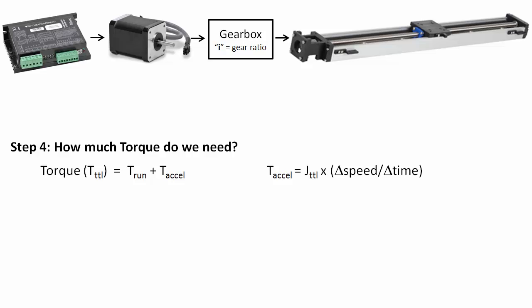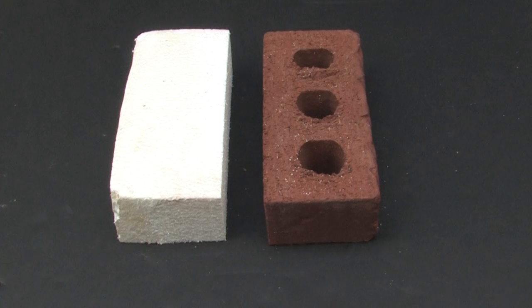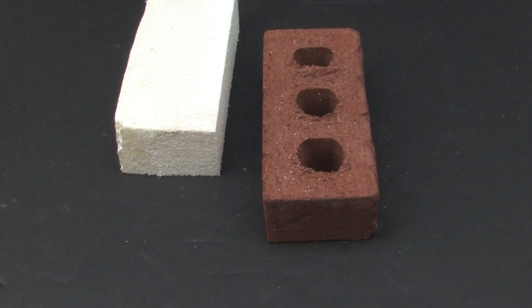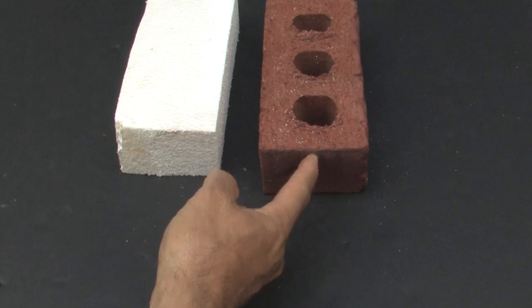What exactly is inertia? Well, it's just a measure of how much an object resists being moved, and it's solely dependent on the mass of the object. For example, which is harder to get moving, a clay brick or a styrofoam brick? Well, the clay brick, of course. Why? Because it has more mass. And because it has more mass, it takes more force to get it moving.